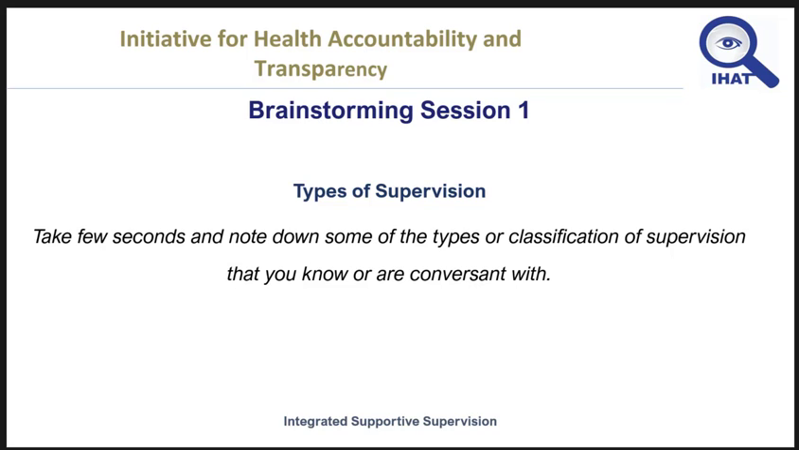Let's take a quick brainstorming session on types of supervision. I need you to take a few moments and note down some of the types or classification of supervision that you know or are conversant with.